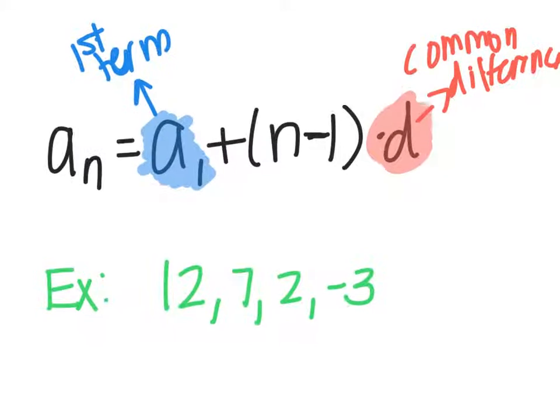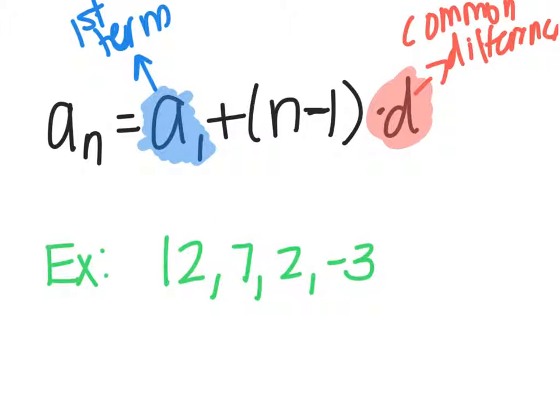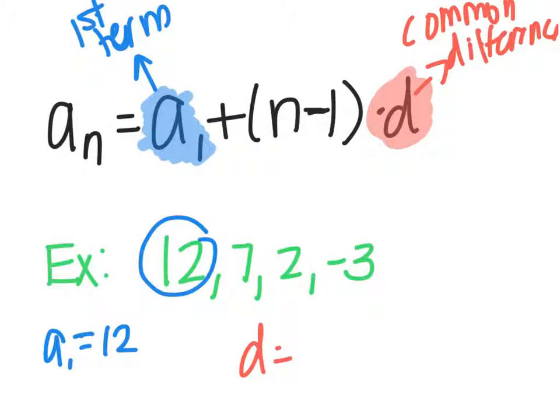So we have an example down here of 12, 7, 2, negative 3. The first thing we need to do is identify our first term in the sequence. Well, a sub 1 is the first term, which is going to be 12, because that's the very first number. And then to find our common difference, we need to find d. We've got to figure out what's happening to our numbers. So from 12 to 7, it's going down 5. 7 to 2, it's going down 5. And from 2 to negative 3, it's going down 5. So our common difference in this case is negative 5.